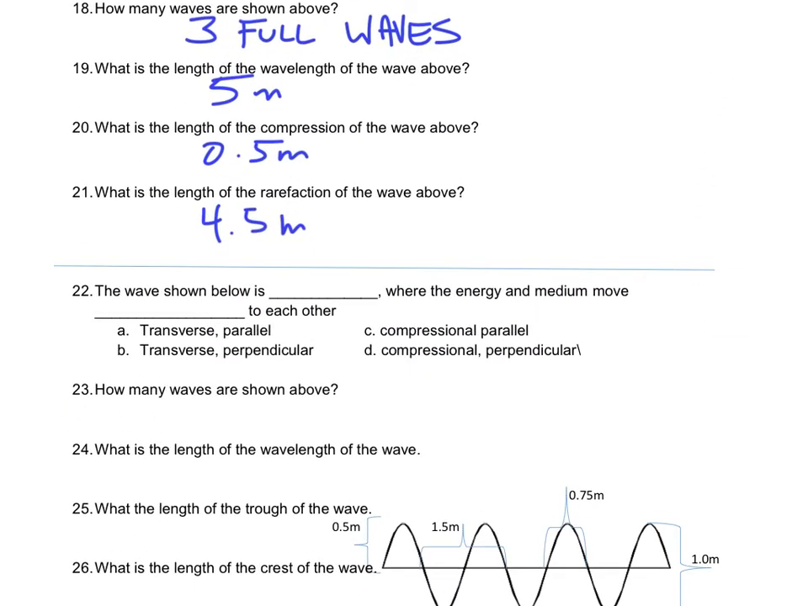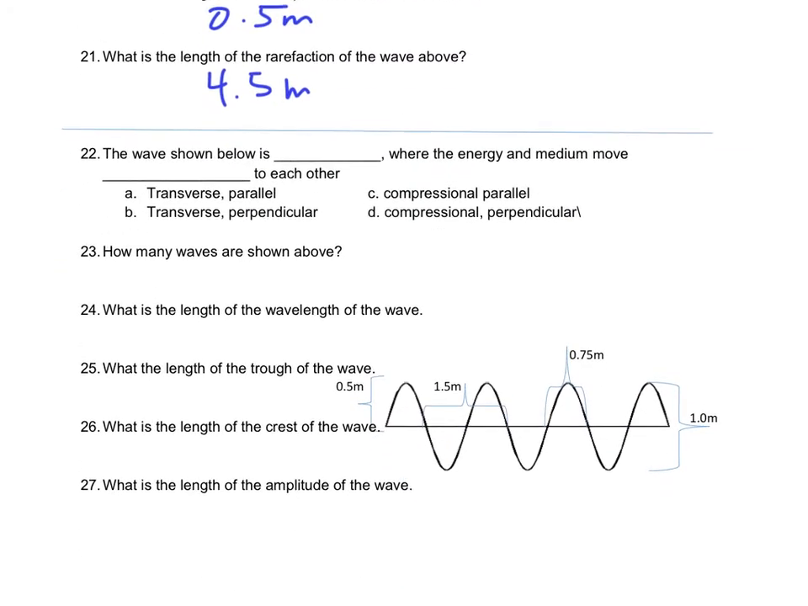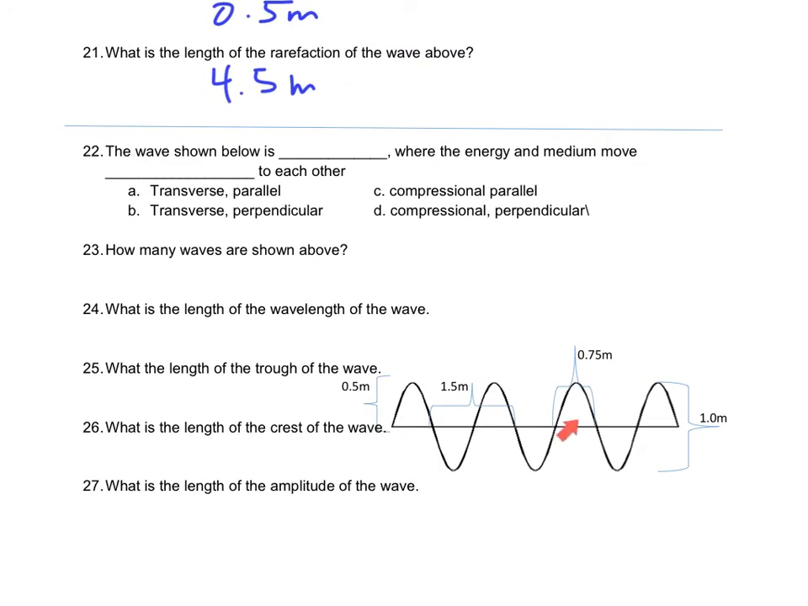Number 22, the wave shown below, that's this wave down here, is opposite of the one that we just looked at. So I know this is not a compressional wave. This wave looks like a little snake. These are transverse waves. So the medium goes up and down, but the energy goes left to right. That is a perpendicular direction. Answer choice B.